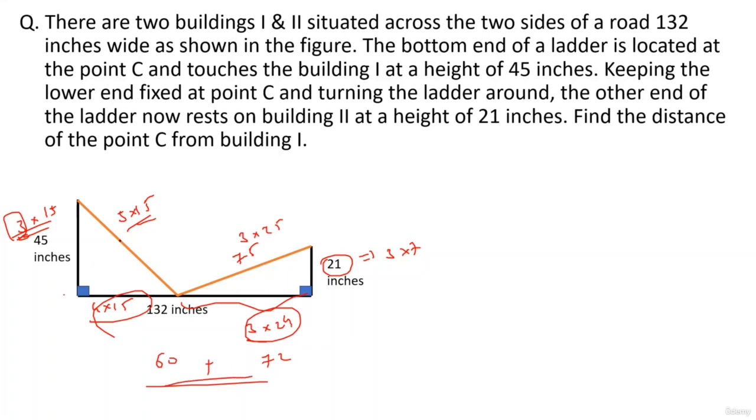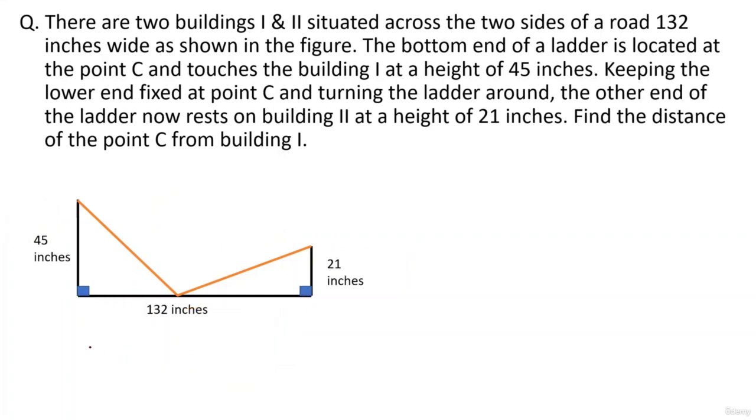So clearly, the triplets are 3, 4 and 5, जिसको 15 से मल्टीप्लाई किया गया है पहले केस में, एंड दूसरे केस में triplets are 7, 24 and 25, जिसको 3 से मल्टीप्लाई किया गया है, right? This distance very naturally is nothing but 60 units. It's as simple as that, right, guys? So if you know triplets, you can just observe the numbers, mark the values and get the answer very, very quickly. You can directly say it is 4 into 15, 60 units. As simple as that. Next question, guys.